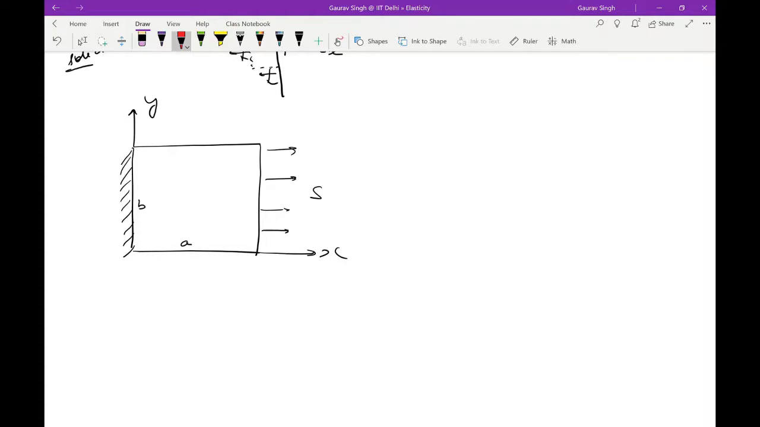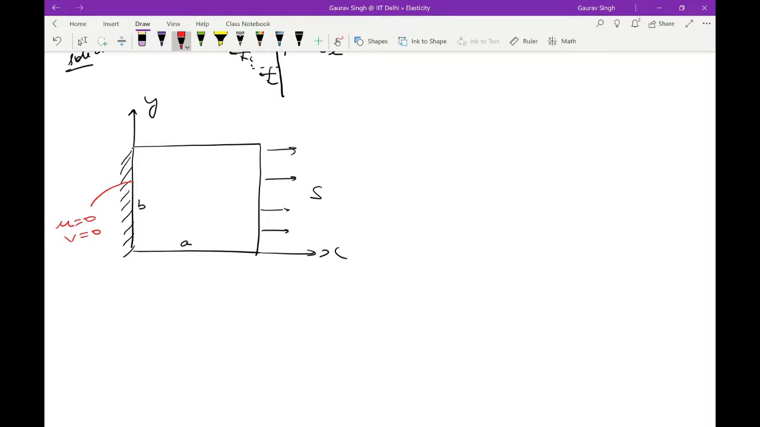So which of these faces is fixed? It is this one. On this one, I will write u is equal to 0 and v equal to 0, meaning all points on this boundary will have u equal to 0 and v equal to 0. They can neither move in the x direction nor in the y direction.